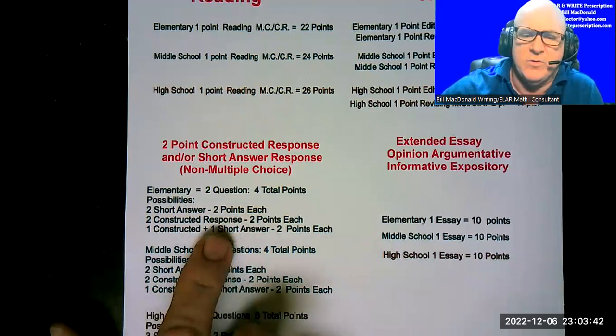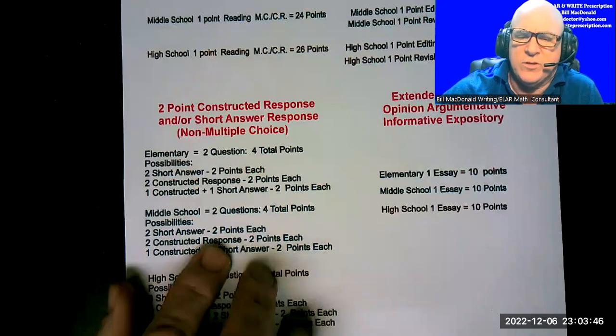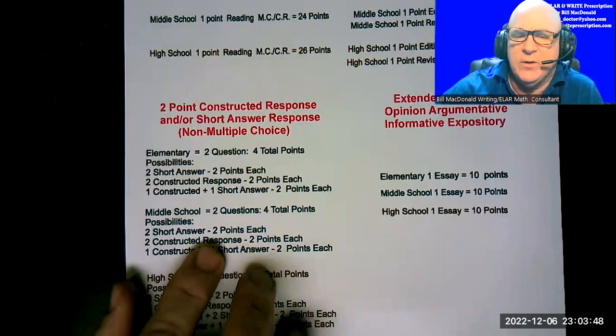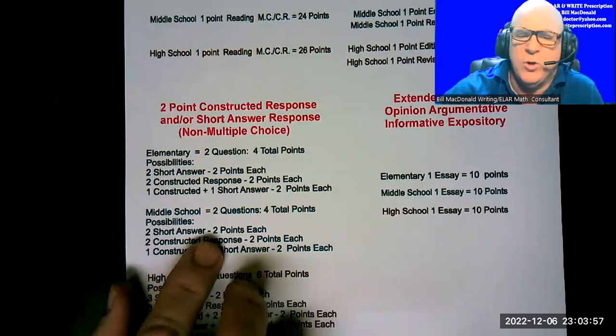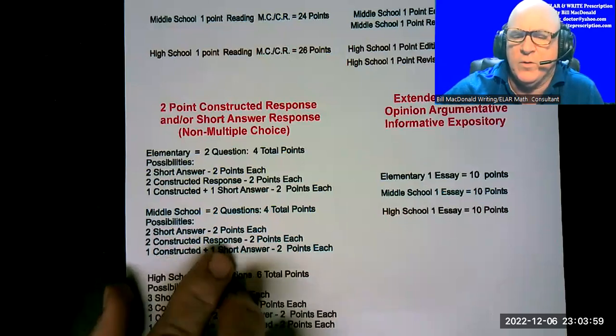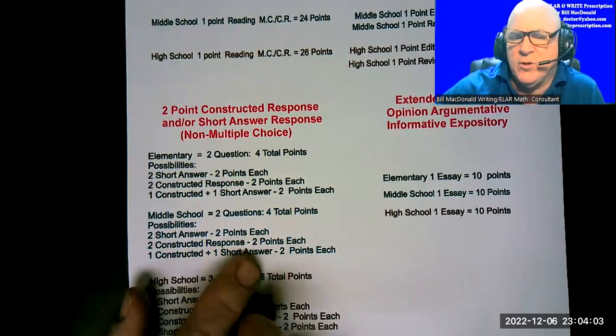For middle school, it's exactly the same thing. Their students are going to get two short answer questions worth 2 points each, two constructed responses worth 2 points each, or one of each worth 2 points each, because those are all non-multiple choice.